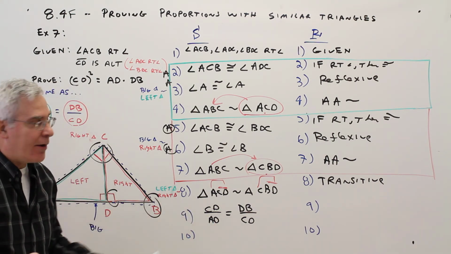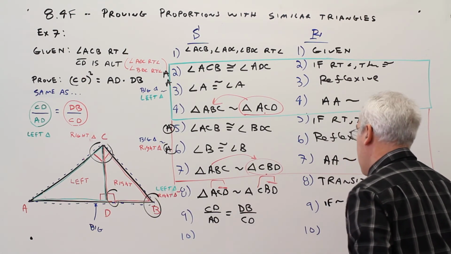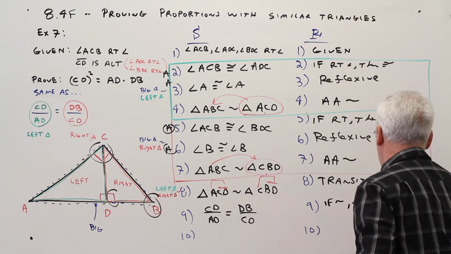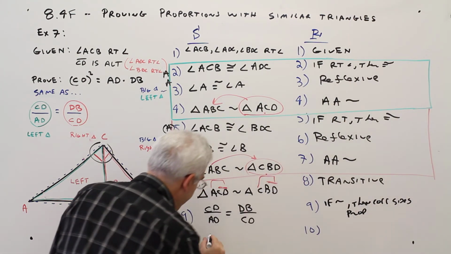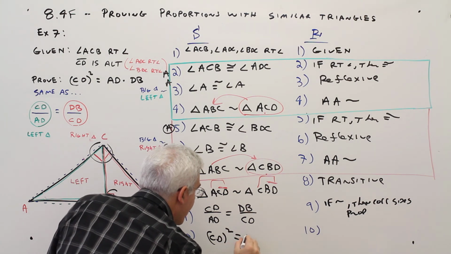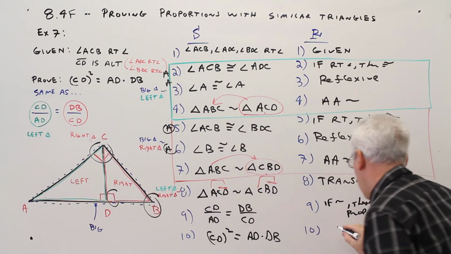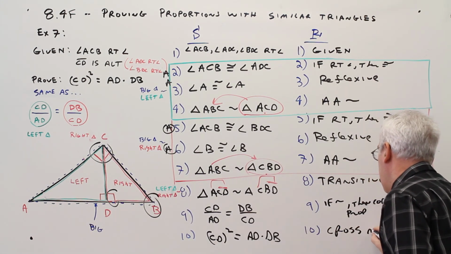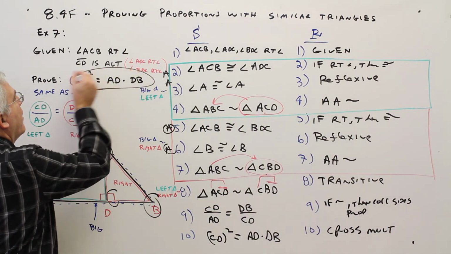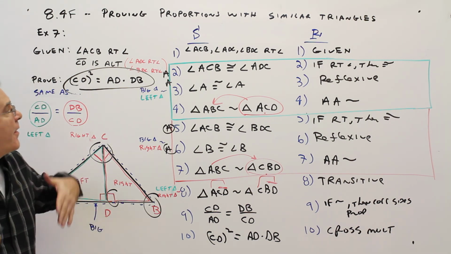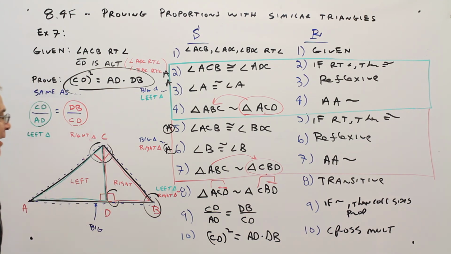And finally, now I can, oh, I didn't put the reason. If similar, then corresponding sides proportional. And then I'm just going to cross multiply. CD squared equals, let's do the same order, AD times DB. Cross multiply. Whew! And that's exactly what I wanted. So there you have it. A proof which is going to form the basis of the altitude to hypotenuse theorems later on in Chapter 9.